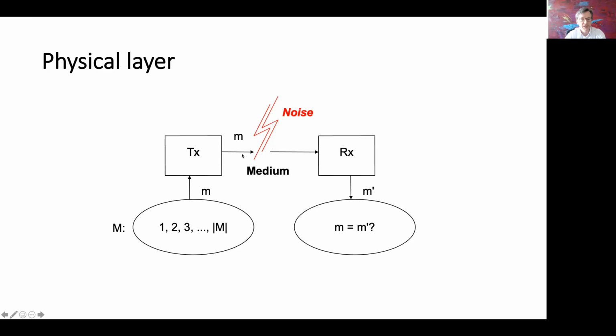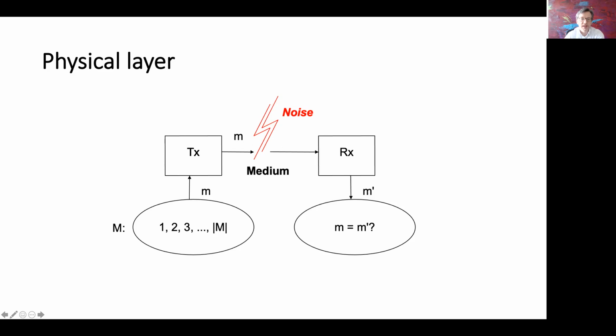So that's called modulation. In the medium, the message is affected by noise. So for one thing, the message must be transformed in some way to be expressed properly in the medium. And it is affected by distortion or noise or some mechanism by which the message that we send is not necessarily the message that we receive.